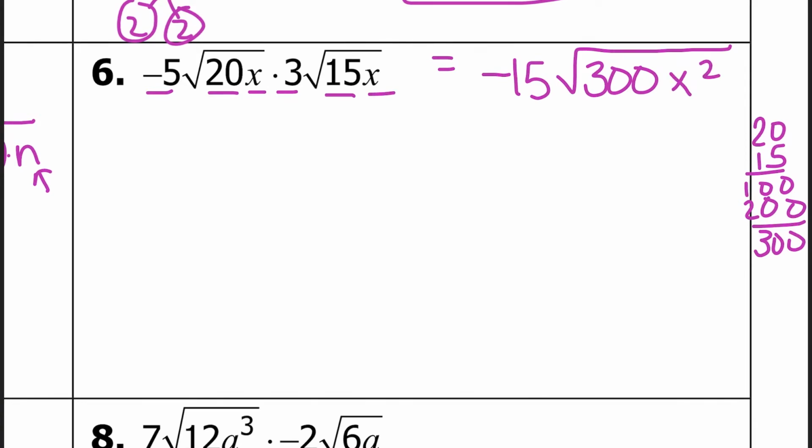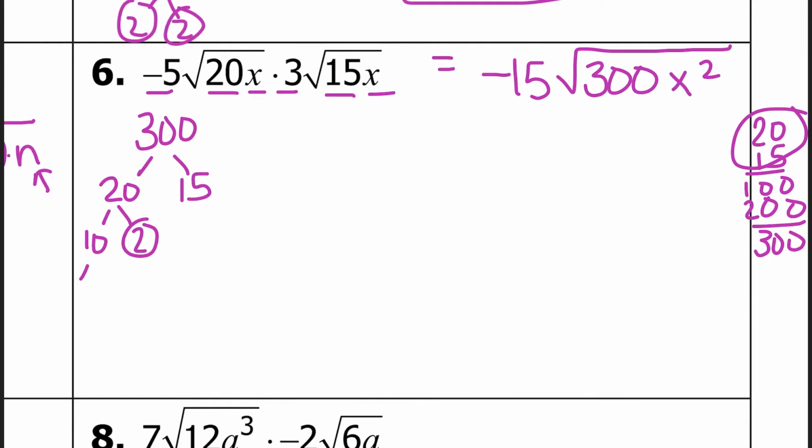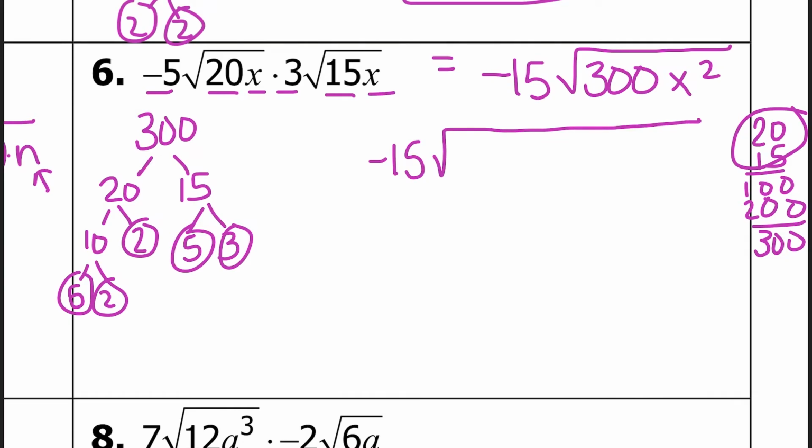So I'm going to break down the 300. I know it's 20 times 15, so I guess I could break that right back down again. 20 is 10 times 2. 10 is 5 times 2. 15 is 5 times 3. So I've got negative 15. I'm going to leave myself a lot of space here. I've got 2 5s, 2 2s, and a 3. And then x squared would be x and x.